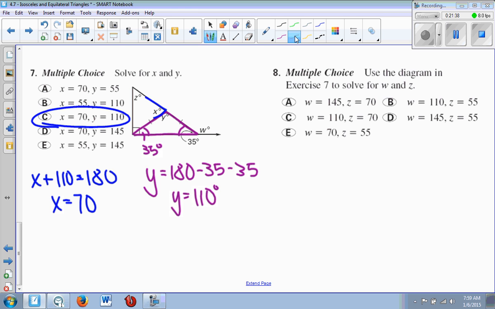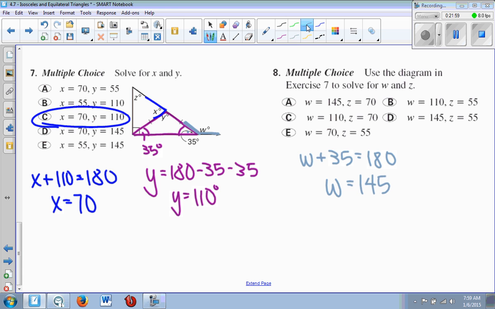For number 8, it asks you to find w and z. W and this 35 over here form a linear pair. So w plus 35 has to make 180. And if I subtract 35, we end up with 145.